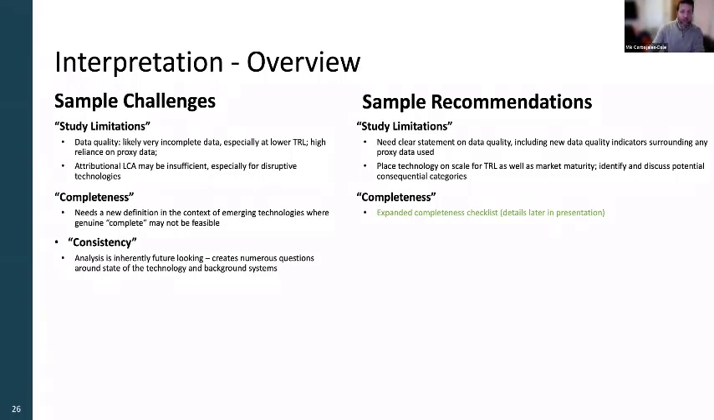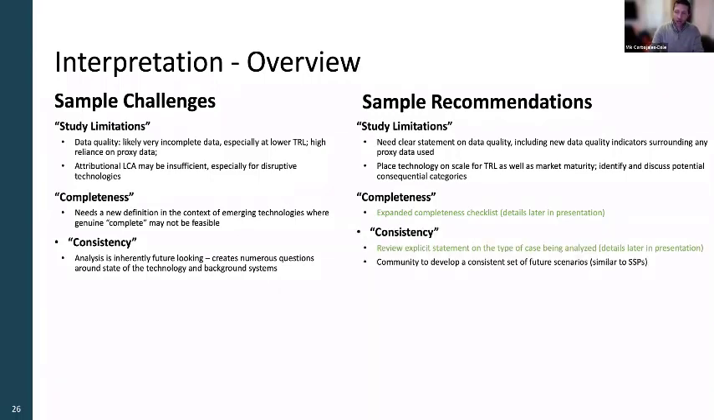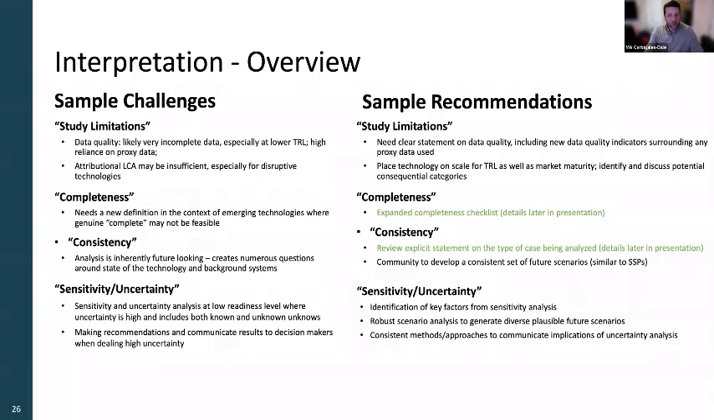Consistency, clearly we're looking to the future, and so there's questions that we could ask about what the state of the technology and background systems might be at that point in the future. So yeah, we need an explicit statement on the type of case being analyzed, and then working together with other people to try and develop a consistent set of future scenarios, maybe. So similar to the IPCC's pathways. Sensitivity and uncertainty, so this echoes what we were talking about for goal and scope. We have high uncertainty, lots of potential sensitivity, and so really thinking through what those might mean, whether it's through really robust scenario analysis, or other sensitivity methods.